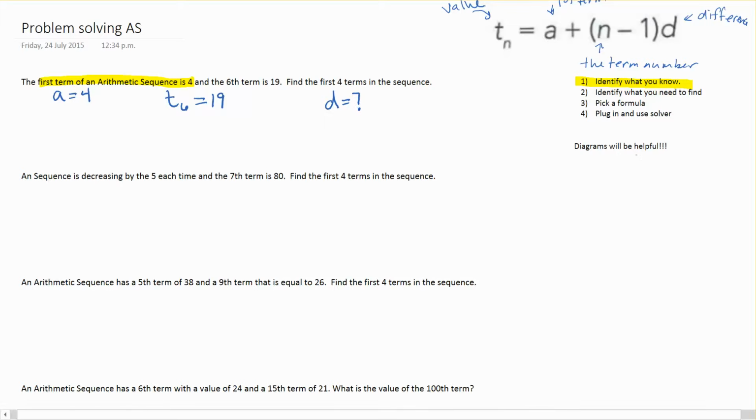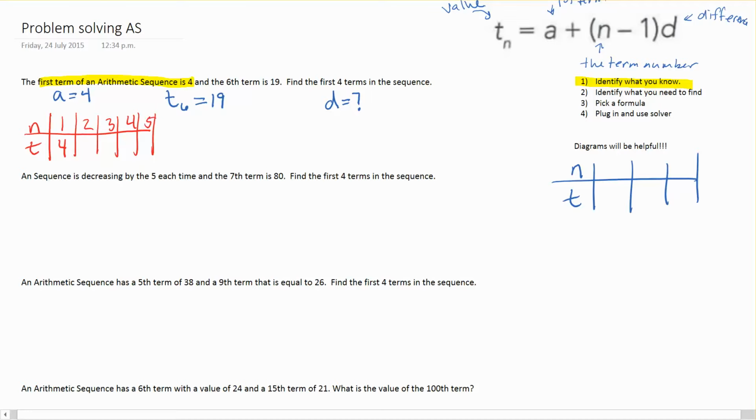So diagrams can be really helpful, and what you always want to think about is the n goes on top and the t's go below. And if you fill that in, it can help you sort of piece together some of that information. So if I start here with a diagram for myself, put the n on top and t on bottom. So remember, n is like the counting numbers, the first, second, third, fourth, fifth term. And the t is the value of it. So let's start here. The first term is 4. That much I know. 2, 3, 4, 5, 6. Now I don't know any of those terms until the sixth one I know is actually 19.